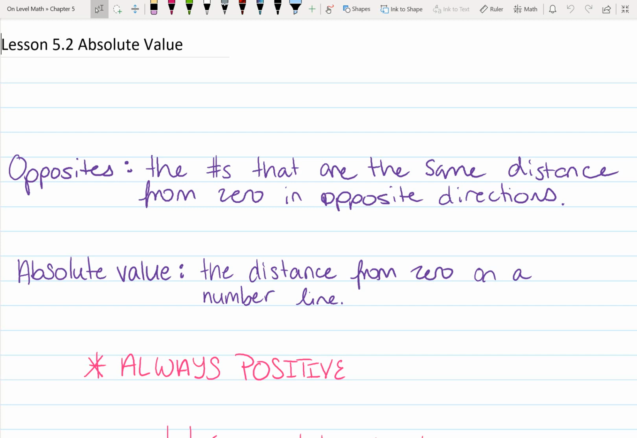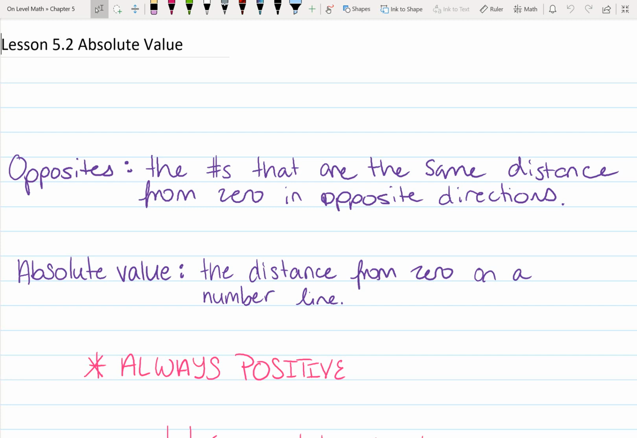But absolute value can never be negative. So if I said the absolute value of 5, well, how far away from 0 is 5? It's just 5, right? It's 5 units. It's 5 hops. Absolute value is always, always, always going to be positive.